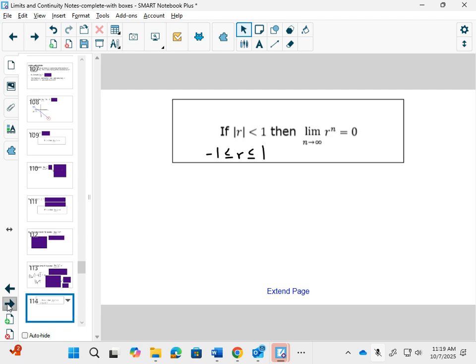Yes? Is it greater, less than or equal to? Oh, no, you're not equal. Thank you for noticing that. I just got a little careless. Just less. Because if it was 1, it would just stay 1. And then it wouldn't go to 0.